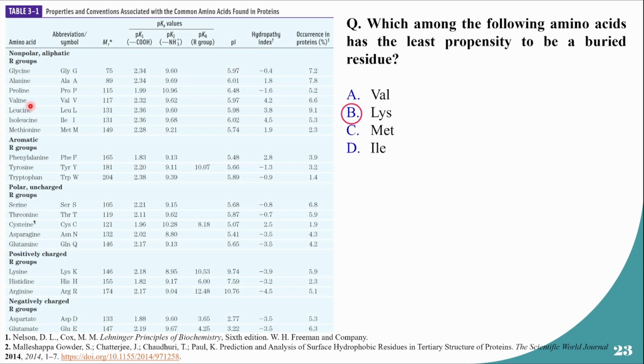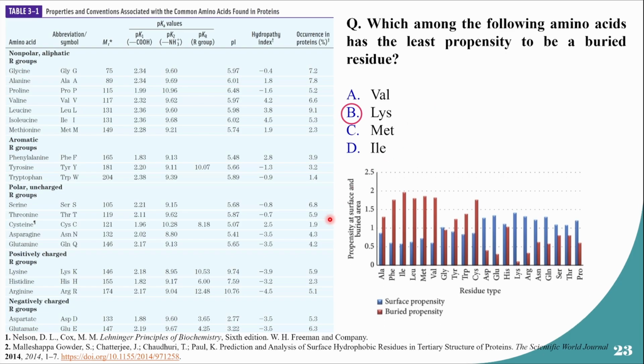If you compare the other ones, for example, valine has 4.2, methionine has 1.9, and isoleucine has 4.5. These are all non-polar aliphatic R group-containing amino acids, so those will have more propensity towards being buried residues, right?